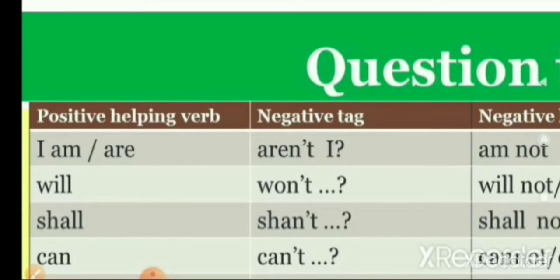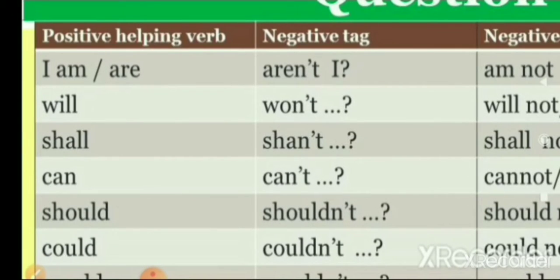Let's. So whenever there is a positive helping verb in our sentence, the tag is formed by using a negative tag. As I told you, if the sentence is positive, then it takes a negative tag, while a negative statement takes a positive tag. So am or are, then the tag is aren't I.